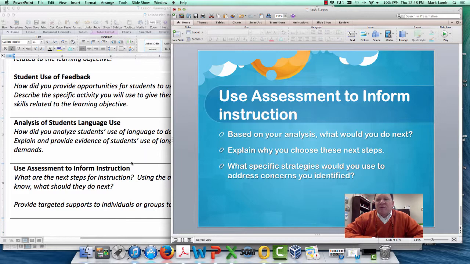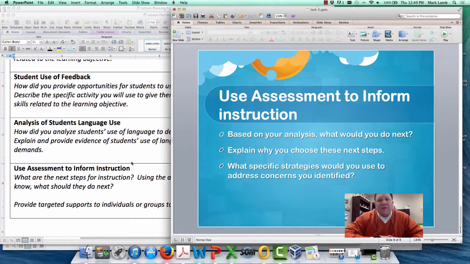And last would be the use of assessment to inform instruction. This one is fairly straightforward. You just did an analysis of your lesson, how effective it was, what patterns you saw in the students, what challenges you might have had. You have student work that demonstrates that, and you're able to show that with the evidence. So based on all that, what would you do next and why?